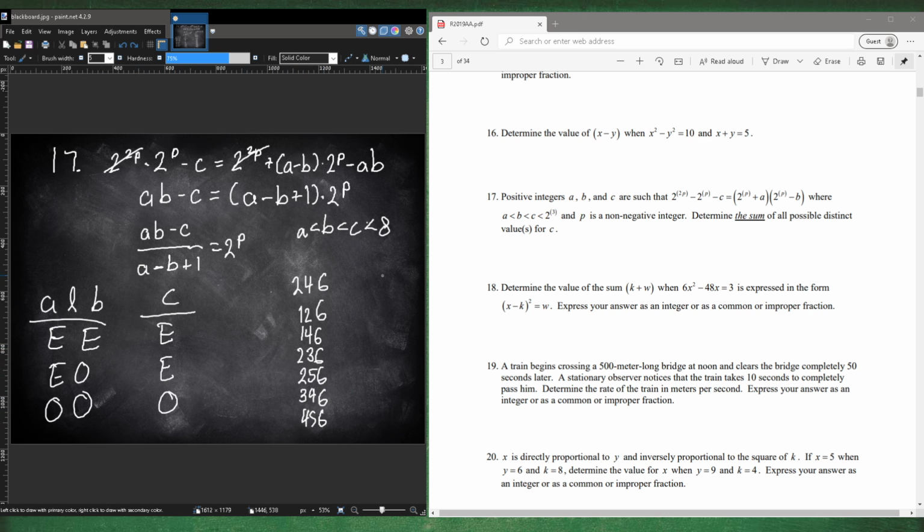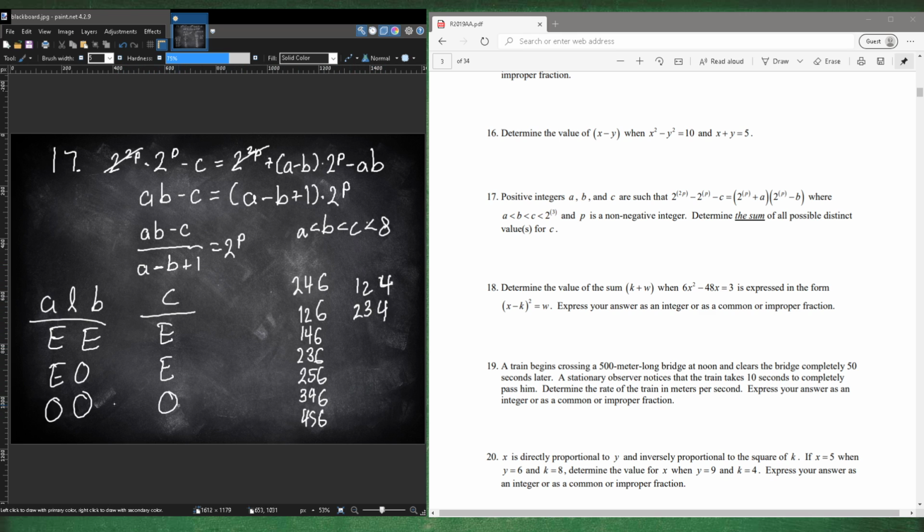Now what happens if C is equal to 4? The even is only 2, and the odd could be 1 and 3 because it's less than 4. So we have 1, 2, 4 and 2, 3, 4, in that order. Okay, so that's all of it.